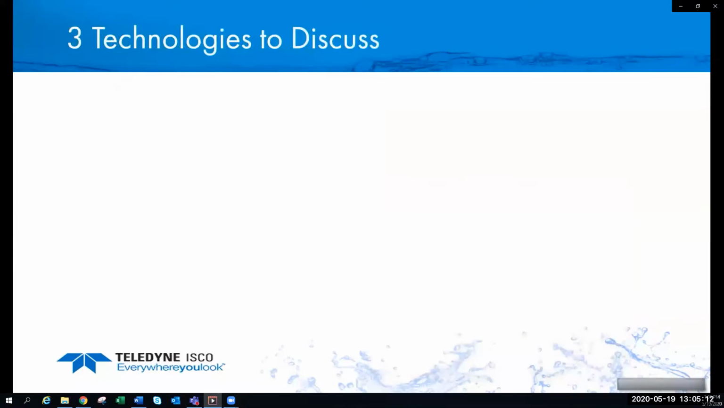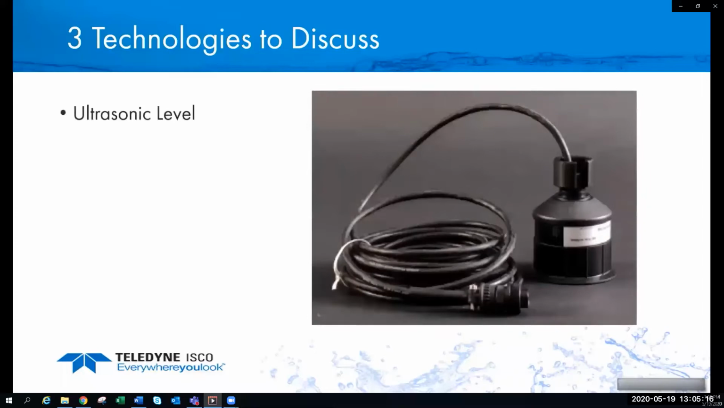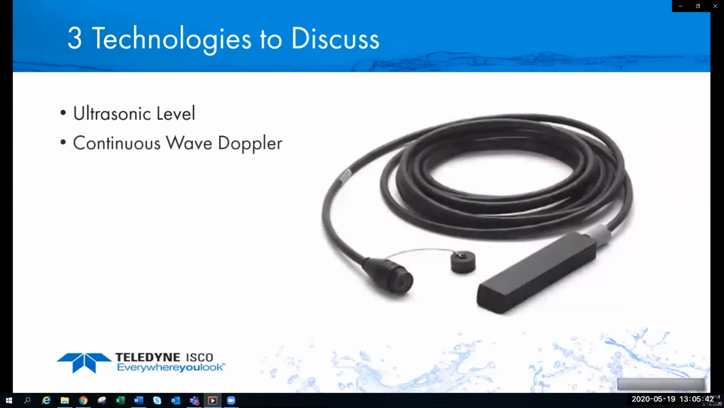We're going to talk about three specific technologies today. One will be the ultrasonic level sensor. This is pretty much what you've seen around for years now, which is a non-contact level measurement technology. Darrell's going to talk about how it works, things to look for, and areas where you may or may not want to use that technology. But those are, again, very popular in flume applications for open channel flow.